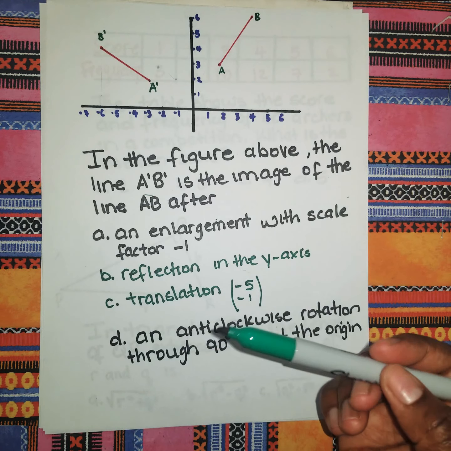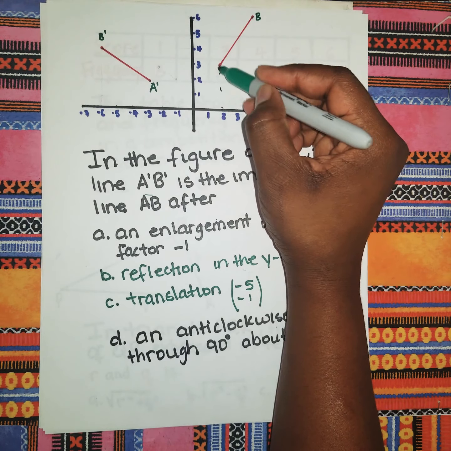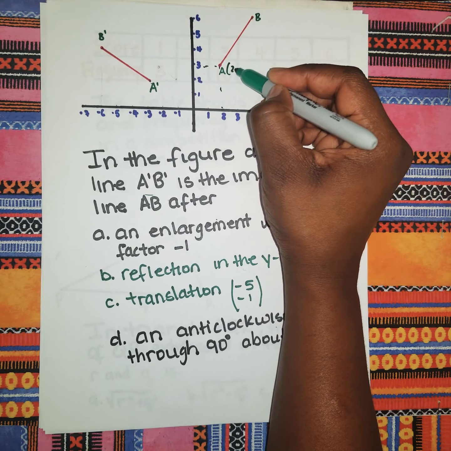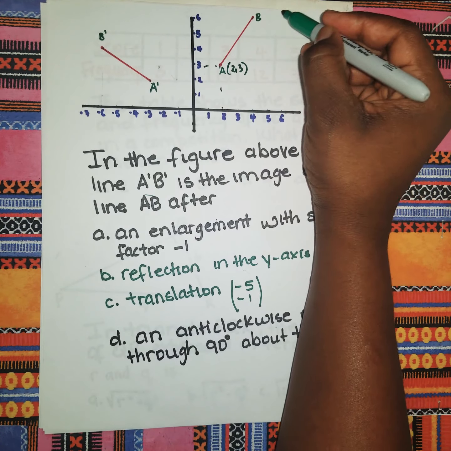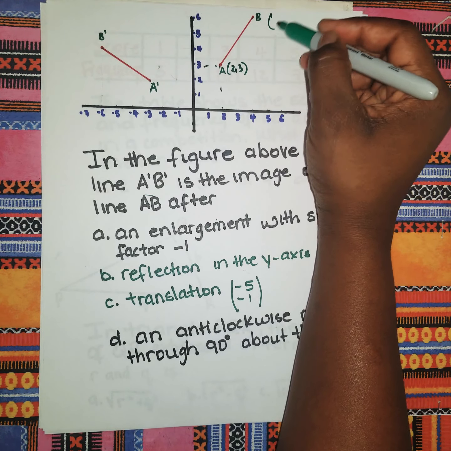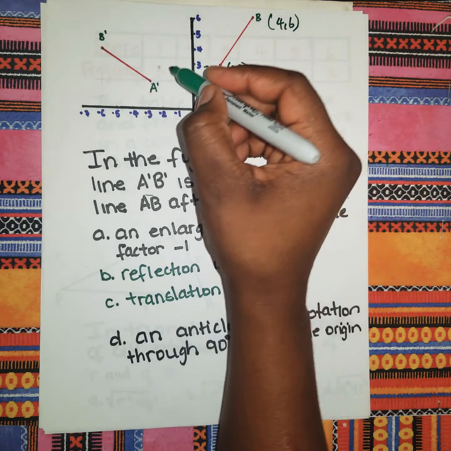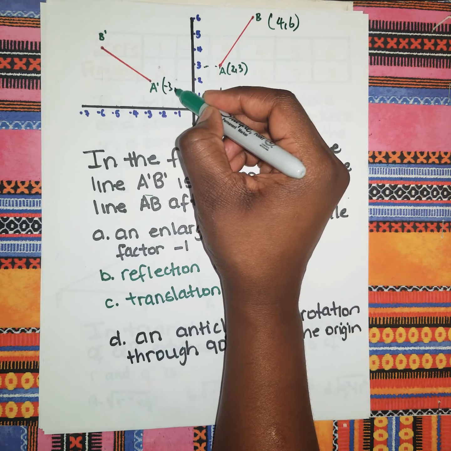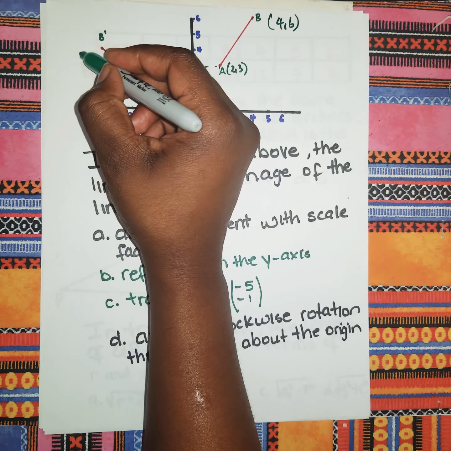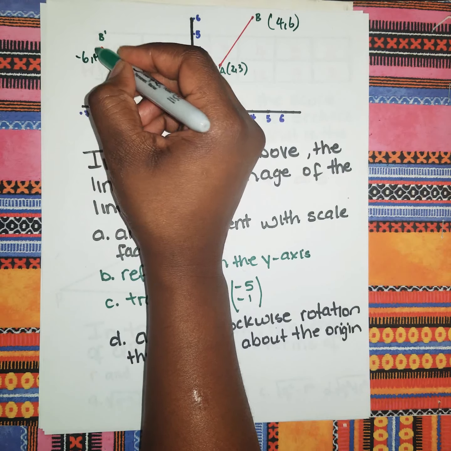If you want to, I can label the points. So we're going to have 2, 3 right here. And at this point, we're going to have 4, 6. And on this side, we're going to have -3, 2. And here, we're going to have -6, 4.